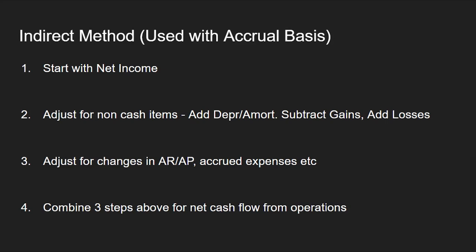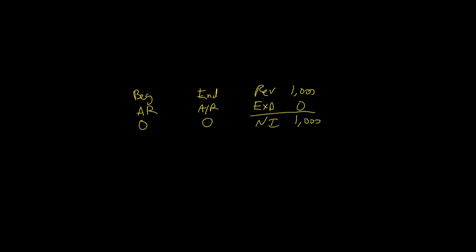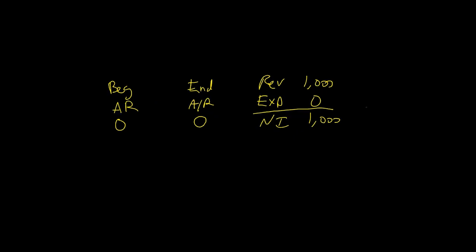All right, let's move to step 3. These adjustments are related to those timing differences between when revenues and expenses are recognized and when cash is received or paid. All right, so let's take a look at how accounts receivable would be adjusted. Let's assume that beginning receivables are 0 and ending receivables are 0. Let's say that revenues are 1,000, and for simplicity's sake, we'll say expenses are 0 and our net income is 1,000.